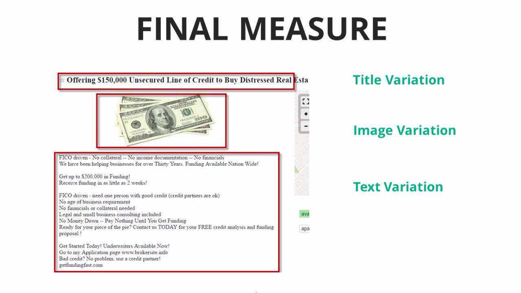So the final measure, which I've already talked about several times, is your duplicate content filter, okay? This is part of the Craigslist algorithm, and it's very, very important that you use title variation and image variation, okay? That's a huge one. If you are using images in your ads, you do not want to be using the exact same image over and over again. Now, you can use the exact same image, but you have to vary the file size, the color, and the file name, okay?